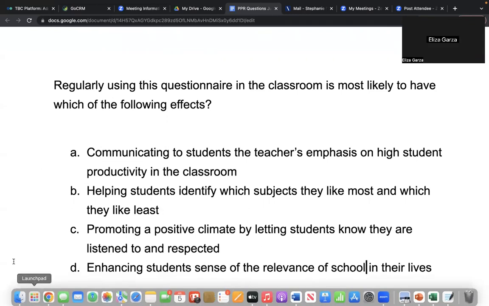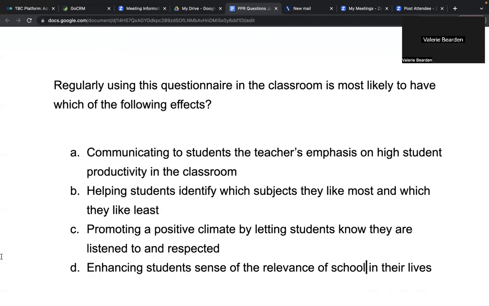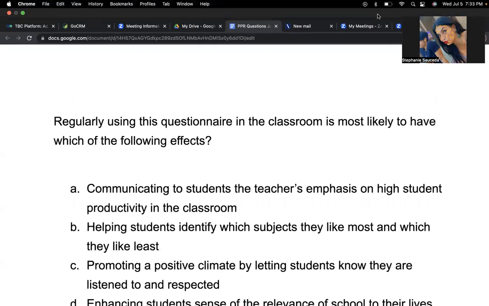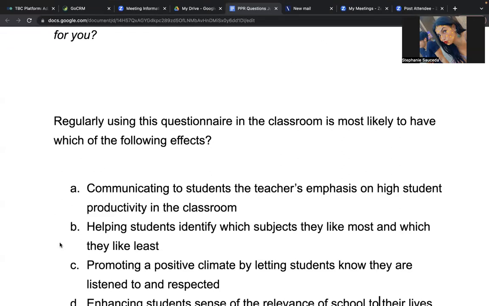So I think B is out. I think D's out. Yeah, D is out big time, in terms of relevance to their lives. So D is definitely out. He's not asking about that. Remember, he asked: what did you do well? What did you need work on? What did you find interesting? What did you find boring? What would you change? So that's not about enhancing the relevance of school in their life or their sense of it. That's not what's happening there.